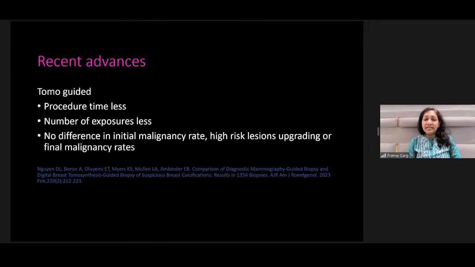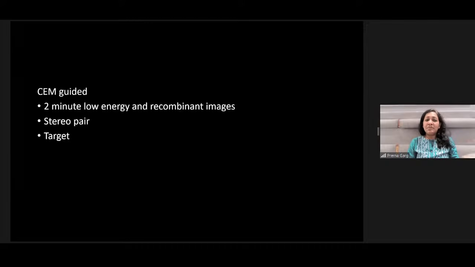Let's discuss a few recent advances. One would be use of tomo guidance. Tomography is basically a stack of thin images acquired sequentially in the breast, and at the site of the lesion, the margins of the lesion will be very conspicuous. So we can use that for doing a biopsy as well. The slice on which the lesion is best appreciated is selected and targeted. However, there is no significant difference in the initial malignancy rate or malignancy upgrade rates with tomo guidance. Similarly, contrast-enhanced mammogram can also be used, wherein the contrast images are used for targeting the lesion.